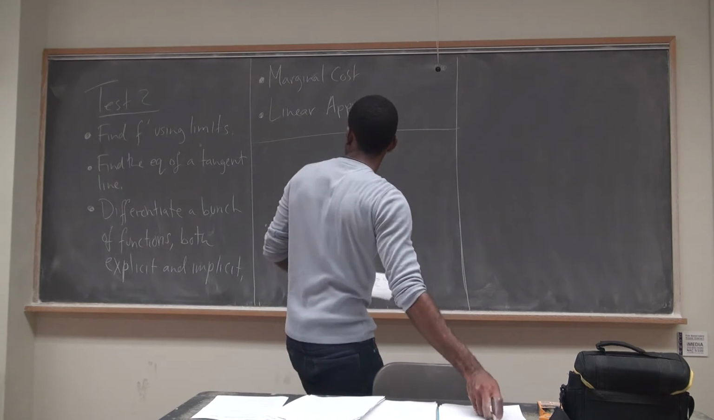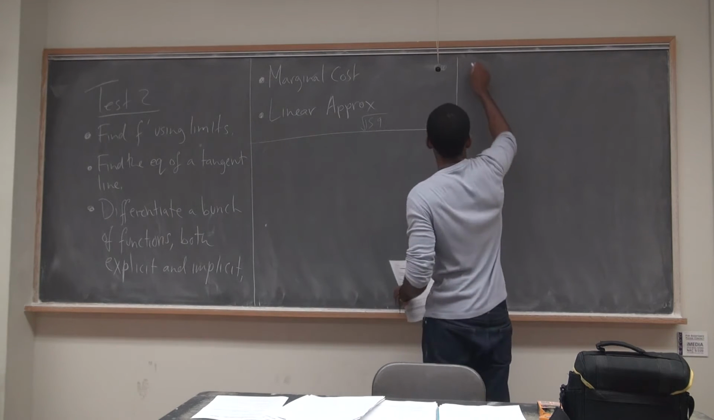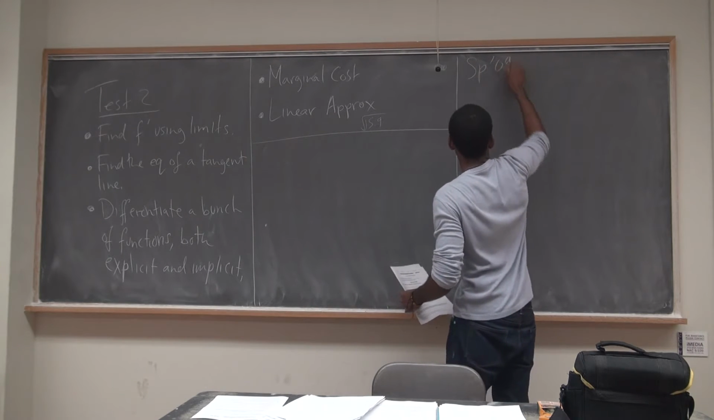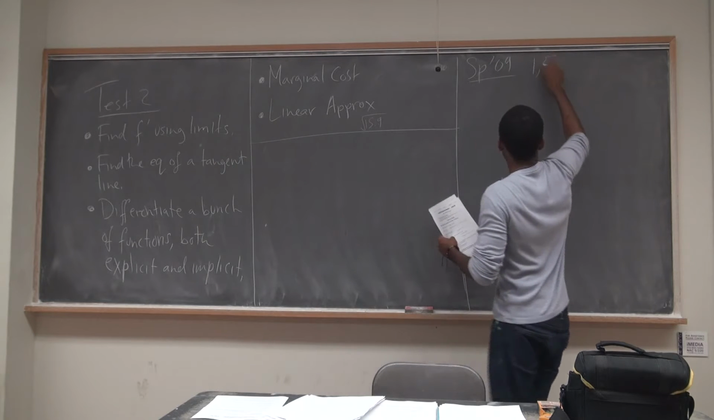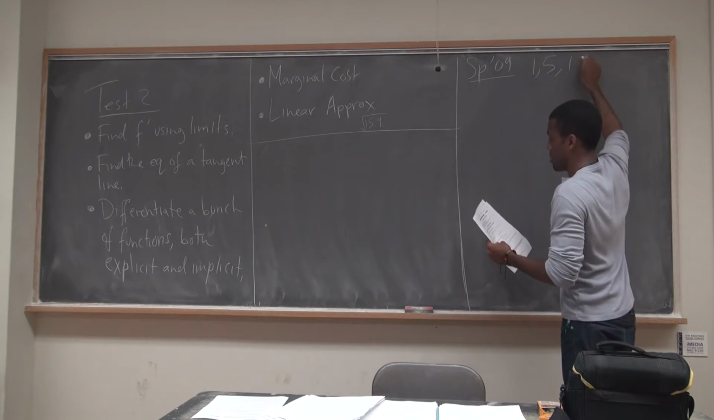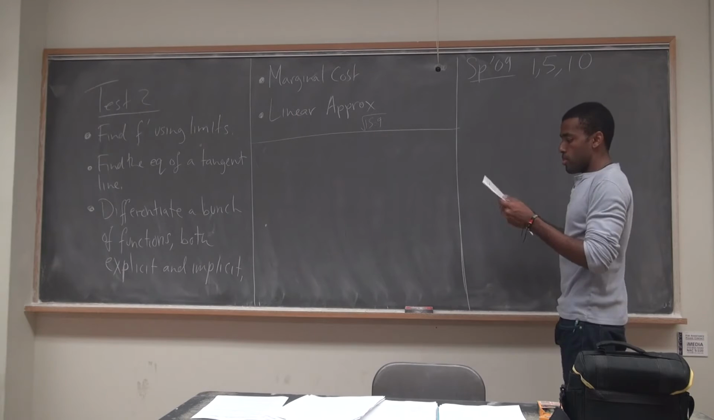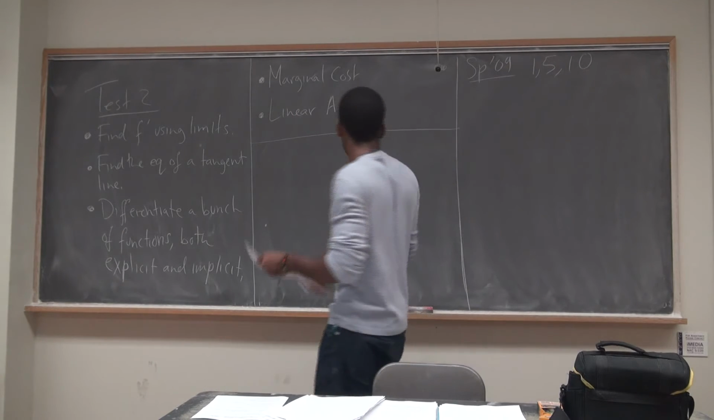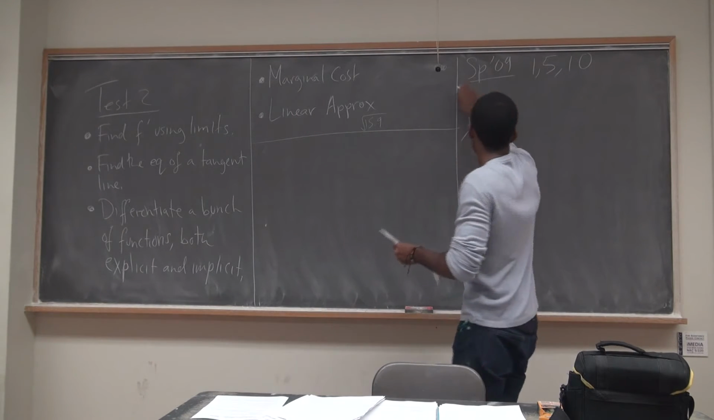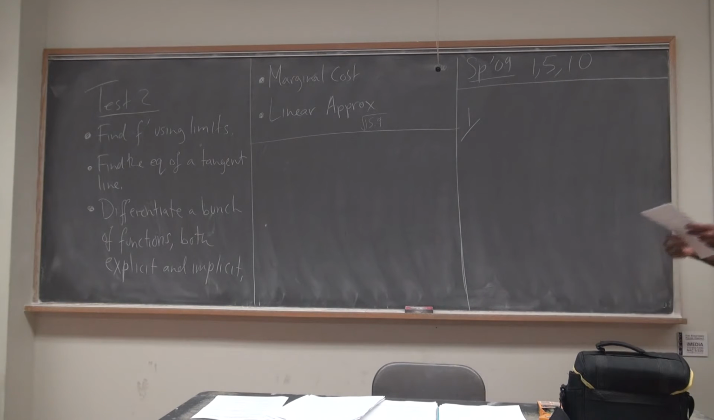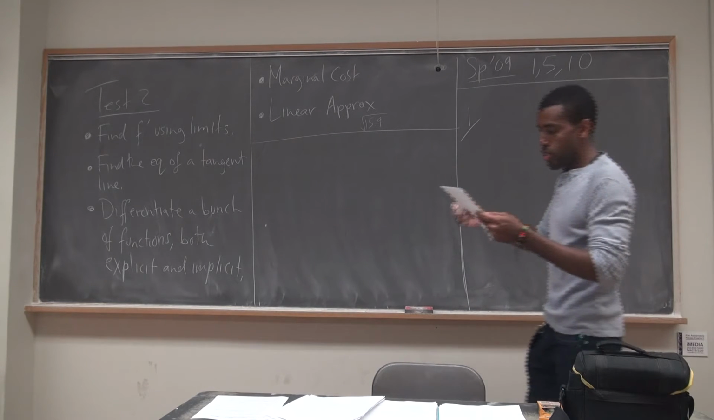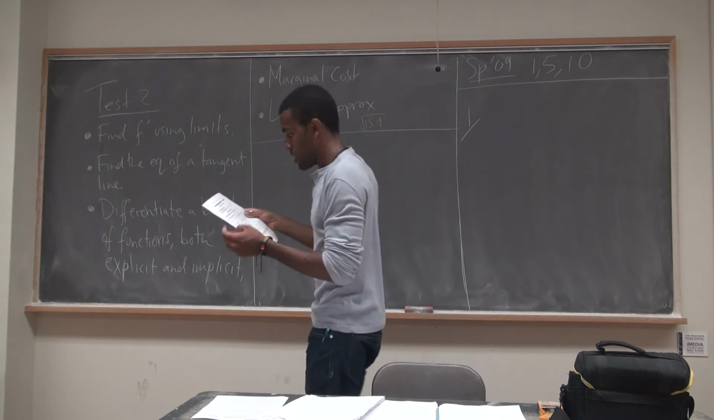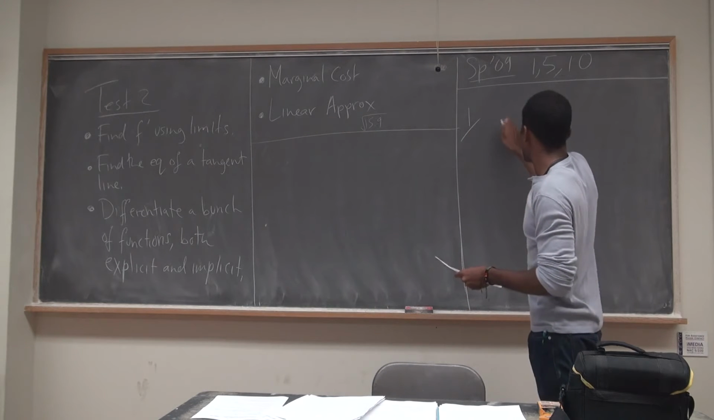So in the review we had spring 09. What problem did I say? 1, 5, and 10. Okay. So we're doing spring 09, and we're going to go through all the problems. Problem 1 has 3 parts, and they ask you to differentiate a bunch of stuff. Okay, so let's start here.